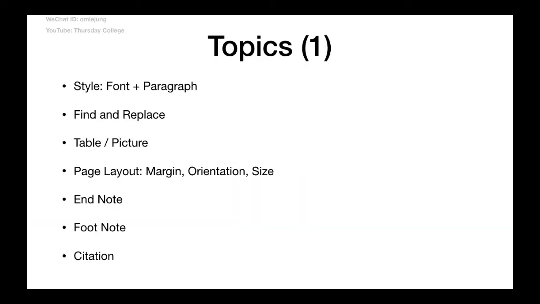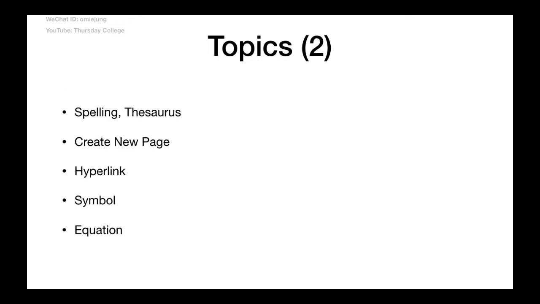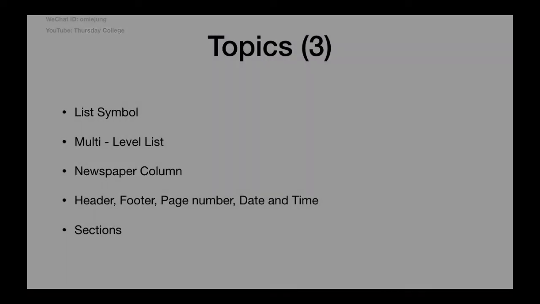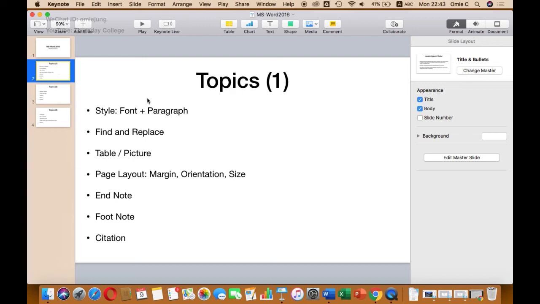In the topic, we're going to start with styles, find and replace. How can you put in a table and then a picture, and then the layout, like the margin, orientation, the paper size, and footnote, citation. Okay, and then group 2, the topic is about spelling, thesaurus, create a new page, hyperlink, symbol, the equation, something like this. And then topic 3 is about list, the column, the section, header, footer, something like this. So let's go to topic 1.